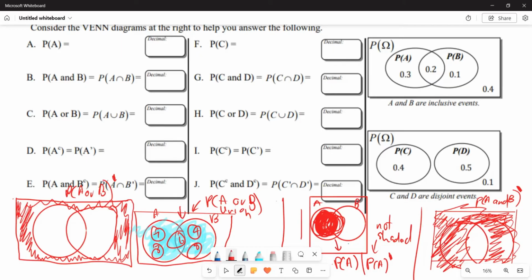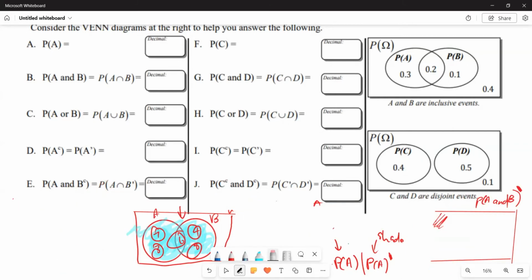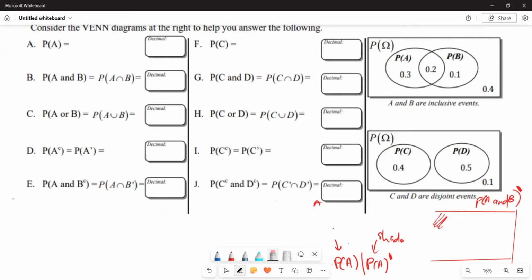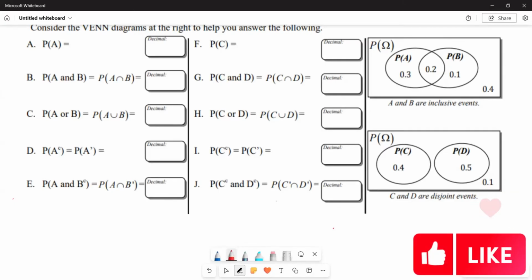So please make sure that when they want you to calculate any of these probabilities, you are in a position to identify from your circles what it is that you are given, right? So now let's see what we can do in all these questions that we are presented here, and whether we can now apply these fundamentals. Now look, they say consider the Venn diagram at right to help you answer the following questions. The first one, they want you to find out the probability of A.